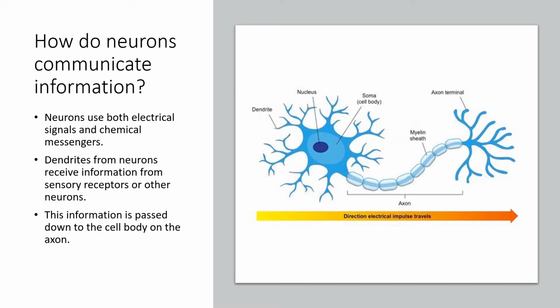So for neurons to communicate, they need to transmit information between one another, and they're doing this by way of neurotransmitters. And then, of course, for communication to take place within the neuron, we need that electrical signal. So we can see here that neurons use both electrical signals and chemical messengers. And dendrites from neurons, those branch-like structures, receive information from other neurons and from sensory receptors. And then this information is passed down to the cell body onto the axon.